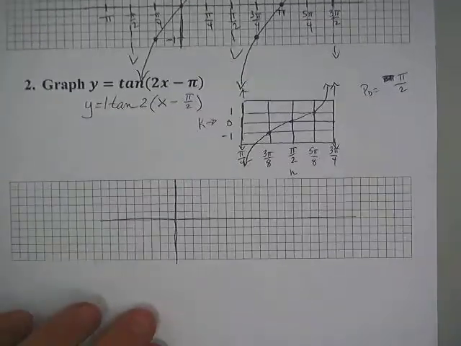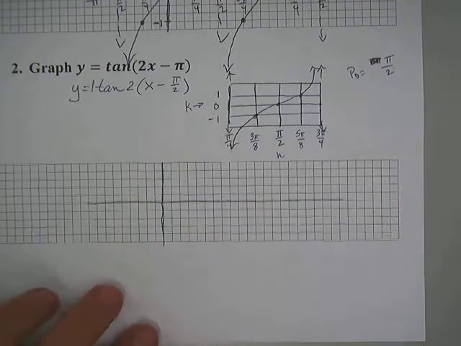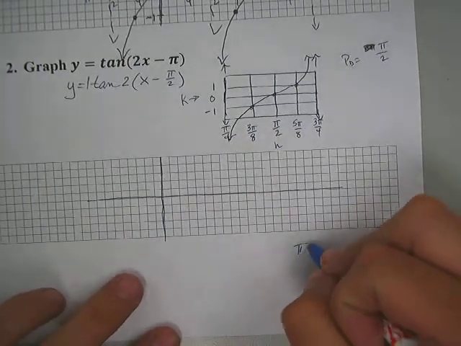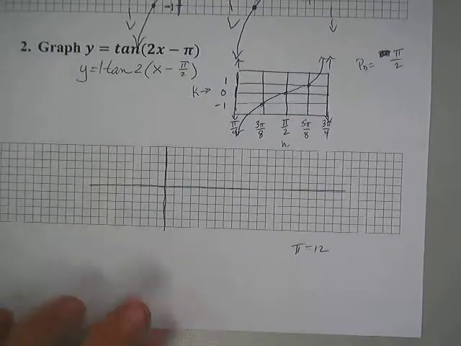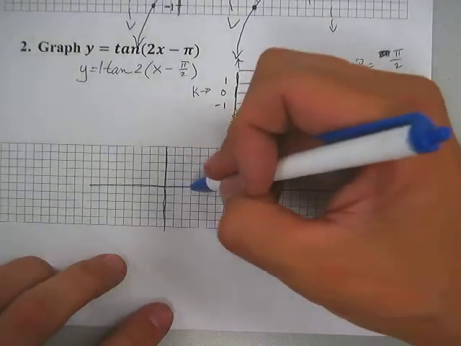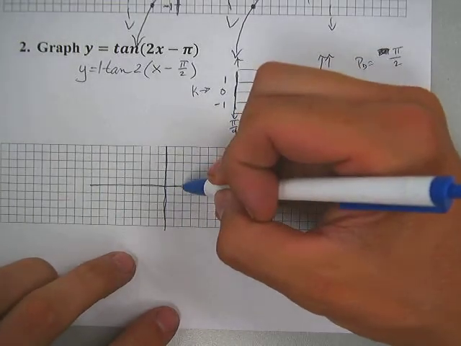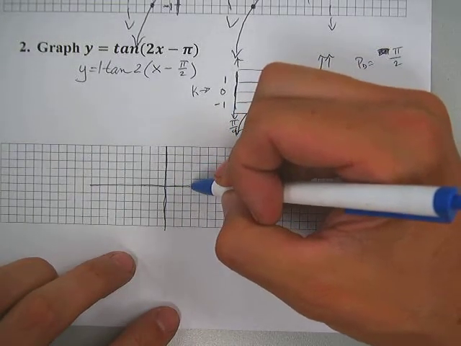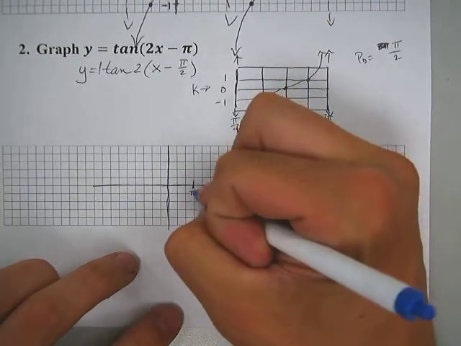Okay, so let's fill some stuff in here. I am still going to use pi equaling 12 for this one. So if I do that, that means every one of these tick marks equals 1/12 pi. So if this is 1/12, this is 2/12, 3/12. Okay? So that's the same thing as pi over 4.